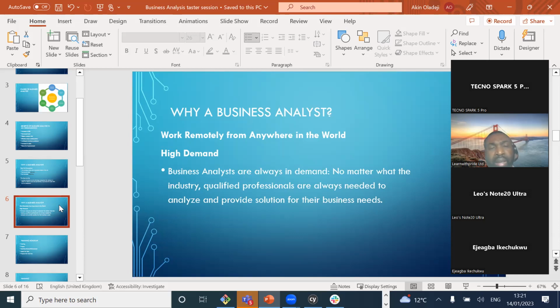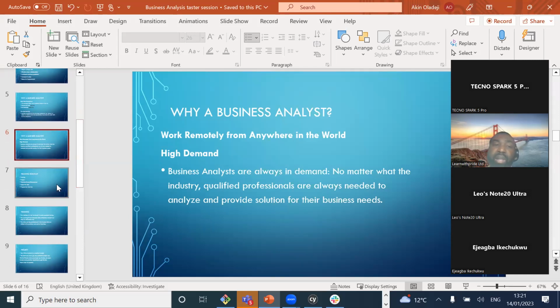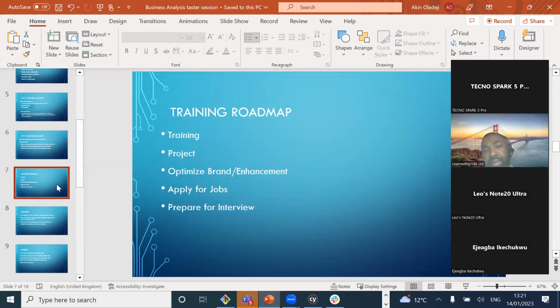And that is what we are trying to get people used to as well, so that when you eventually land that role, working remotely will not be new to you, because you've gone through the training, you've done the project, everything was remote, so it's not new to you. Again, it's in high demand. I said this earlier as well. It's really in high demand.